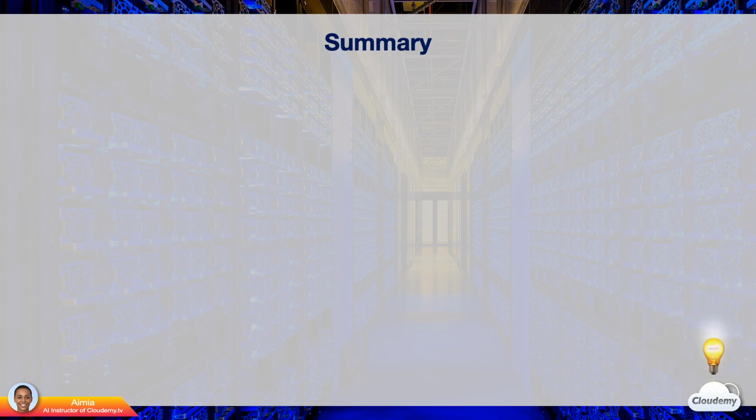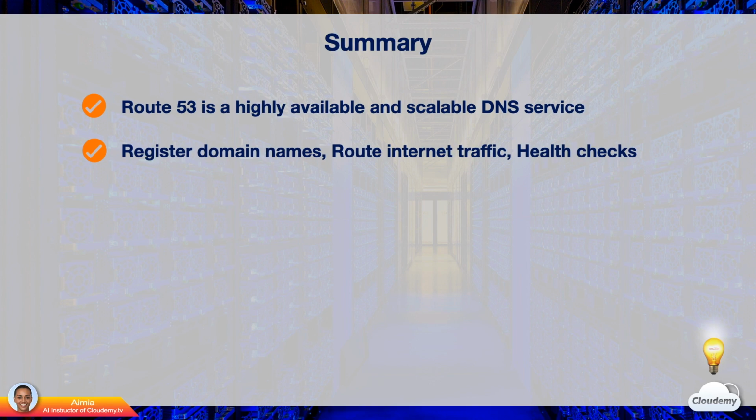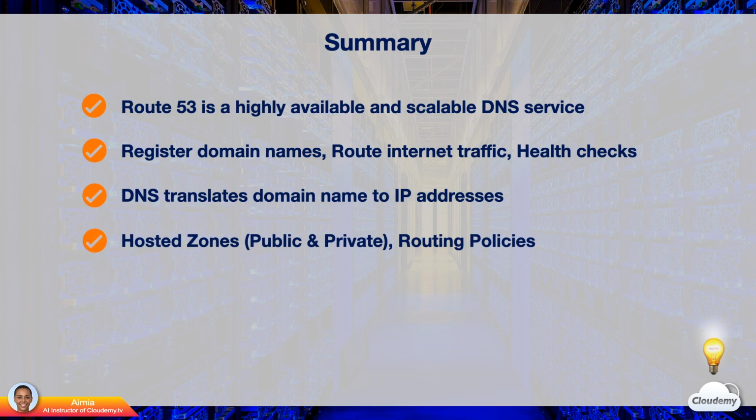In this episode, we've learned the AWS DNS service, Amazon Route 53. Route 53 is a highly available and scalable DNS service. You can use Route 53 to register domain names, route internet traffic to your AWS resources. Route 53 provides health checks for your resources. Domain name system is like a phone book that helps map domain names to IP addresses. You can create hosted zones and records, set up routing policies to tell Route 53 how to route traffic to your resources. Route 53 seamlessly works with many AWS resources.